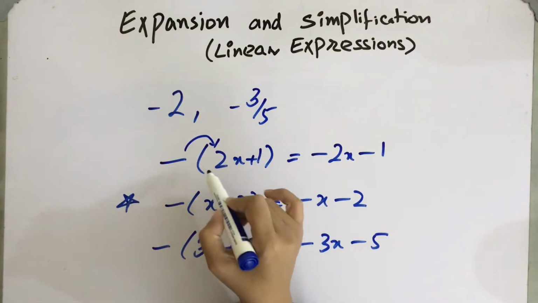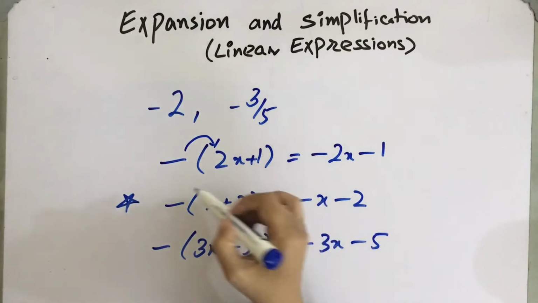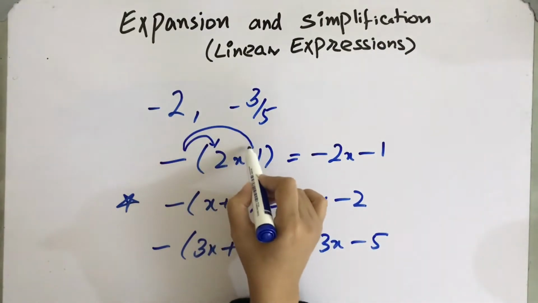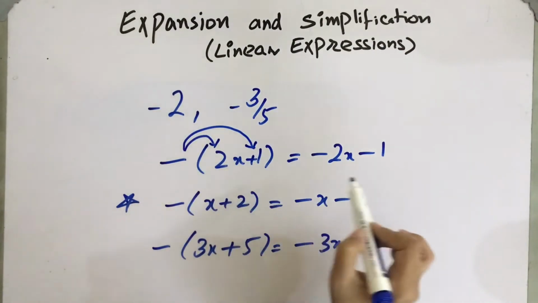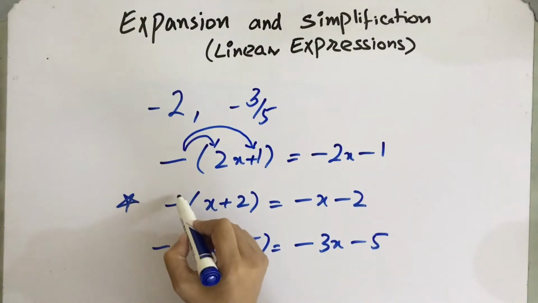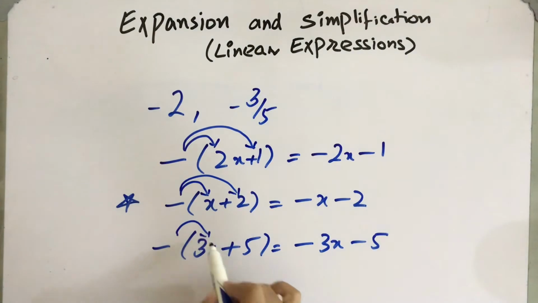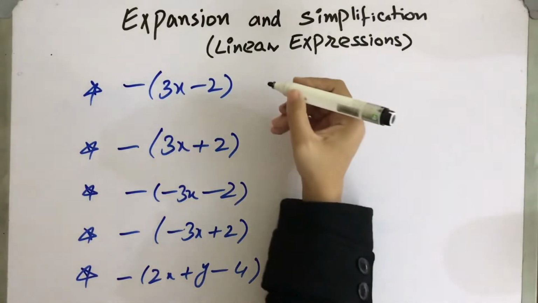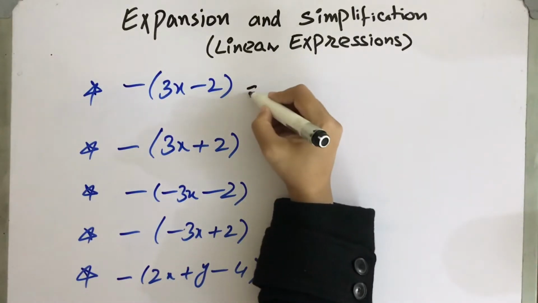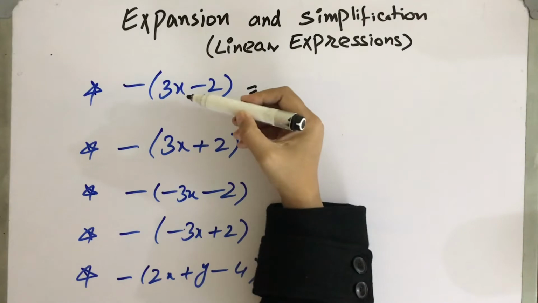Right now 2x is positive, but when we open it, it will be negative. Similarly plus 1 is positive, but when we open the bracket it will be negative. Same case is with this x and this 2, with this 3x and this 5. When we open the bracket we shall change the inner signs. Now notice how I open it. Whenever there is a negative sign outside, inner signs will change.